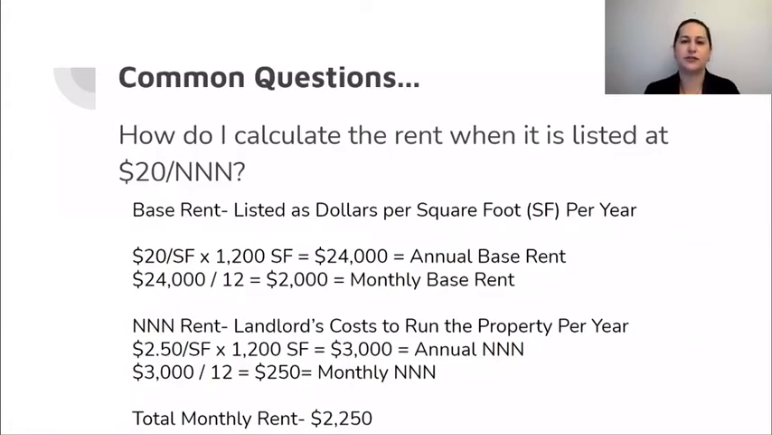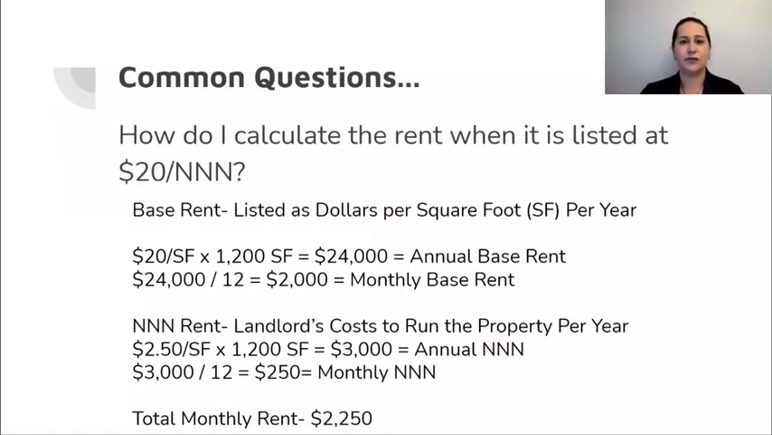Now, when we look at the triple nets, what is that going to cost? Let's say the triple nets are $250 a square foot a year. You're going to times that by your square footage. And so now you're looking at $3,000 a year for your triple nets. And again, estimated, because the landlord will come back to you if you have an over or an underage. And so you're now looking at $250 a month for your triple nets. So your total rent, if you're just looking at budgeting, is going to be $2,250 for the month.